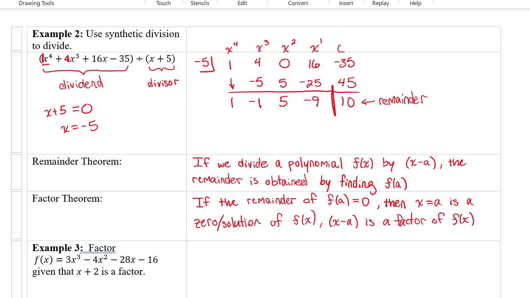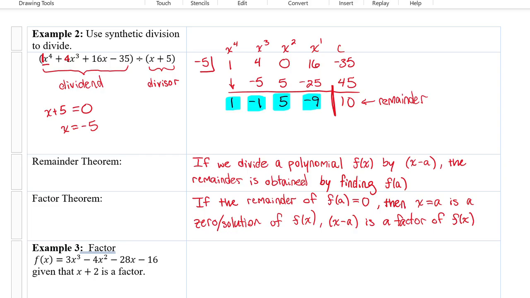So what we're going to do now is take all these coefficients, this number, this number, this number, this number, and we're going to use these 4 numbers to build a new polynomial. We're going to build the answer to our division problem, called the quotient. The way I build it is I'm going to assign x's to each one of those highlighted numbers.